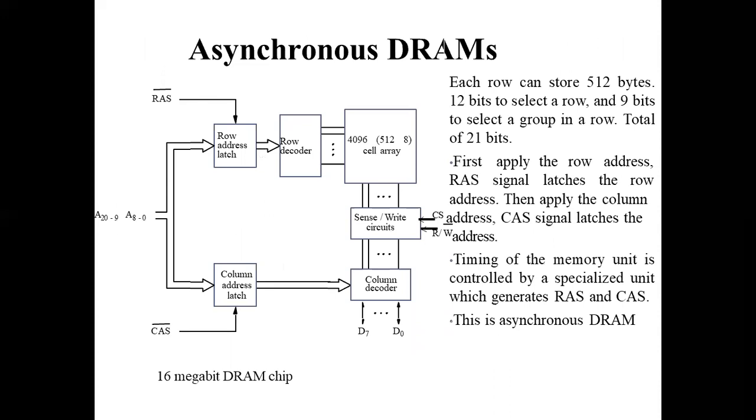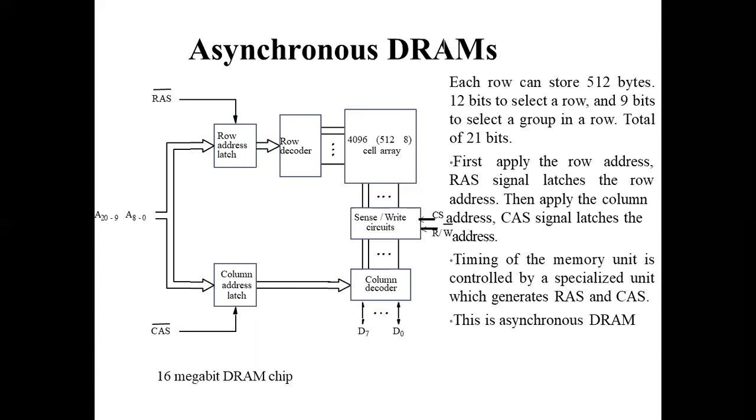This is the simple diagram of a 16 megabit dynamic random access memory chip, into which a synchronous dynamic random access memory has been shown. Here each row can store 512 bytes, 12 bits to select a row and 9 bits to select a group in a row. Total 21 bits. You can read this line again. Here 12 bits are required to select a row and 9 bits to select a group. Total 12 plus 9 is equal to 21 bits required.